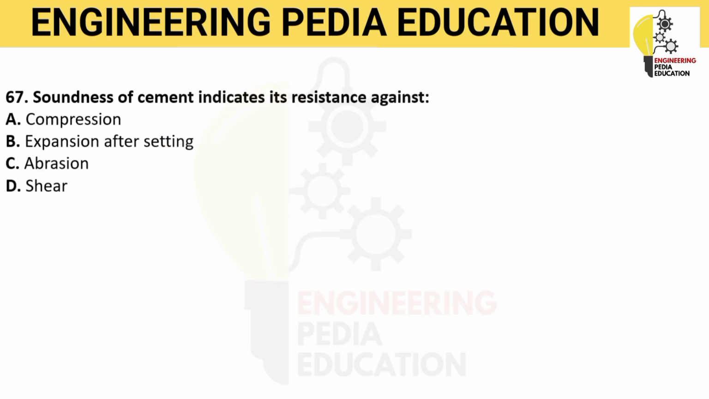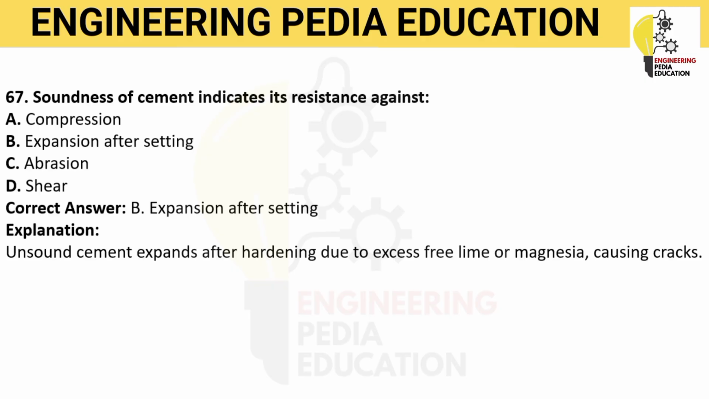Soundness of cement indicates its resistance against compression, expansion after setting, abrasion, shear. So the correct answer is expansion after setting. Unsound cement expands after hardening due to excess free lime or magnesia, causing cracks.